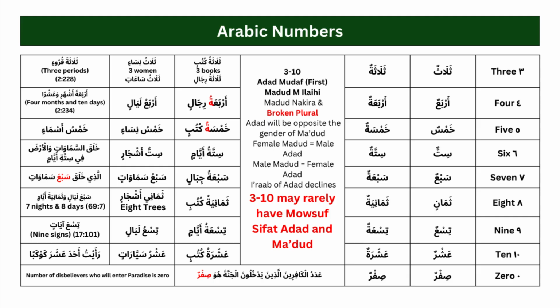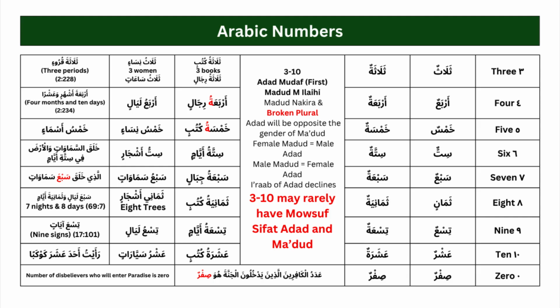Then the slide gives the most famous rule in this topic. The number is opposite to the gender of the madud. This is one of the most important rules in Arabic numbers. So, if the madud is feminine, the number takes the masculine form. If the madud is masculine, the number takes the feminine form. The slide even writes it clearly. Female madud, male adad, male madud, female adad. Students must really memorize that, because this is where most confusion happens.